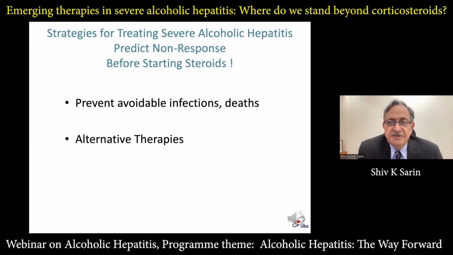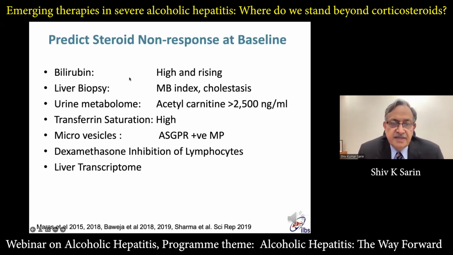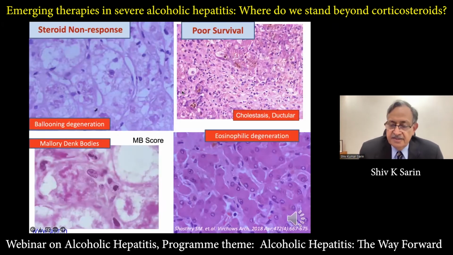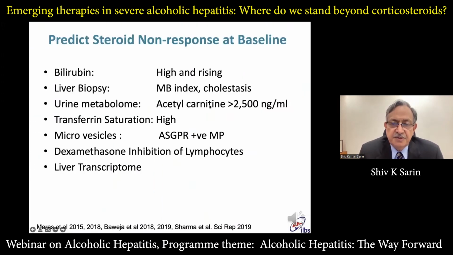So the questions before us beyond steroids. First, can you predict non-response before starting steroids to prevent avoidable infections and deaths? These are some of the things which we normally practice. If the person has bilirubin which is high and rising, we almost always do a liver biopsy in our patients. And if there is Mallory body and ballooning, the index is more than 6, then we feel this patient may not respond. Presence of cholestasis is bad.